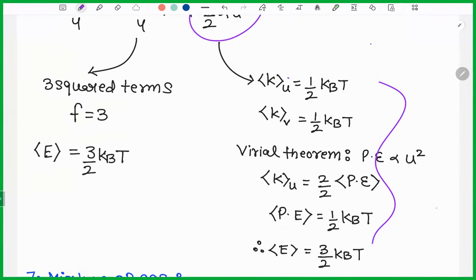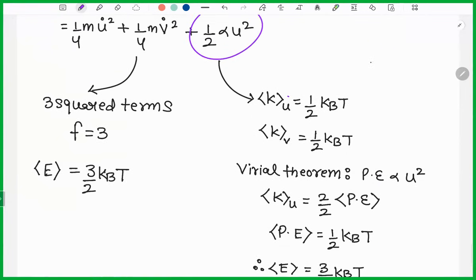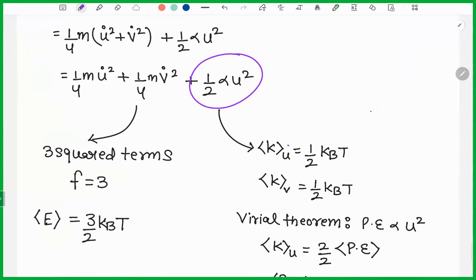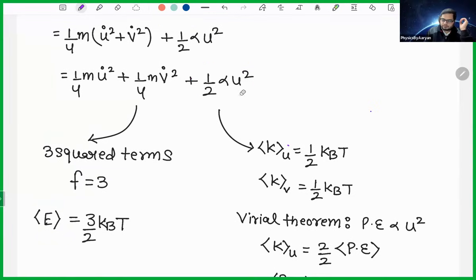Sir, you were telling something about it, that if in this we simply have half alpha u like this. Should we apply the virial theorem directly? I said we can, but before applying, we always make sure what our question is. What has been asked, what is U, what is the average, understand? So that is an idea. Before we apply the virial theorem, we always understand the question first.